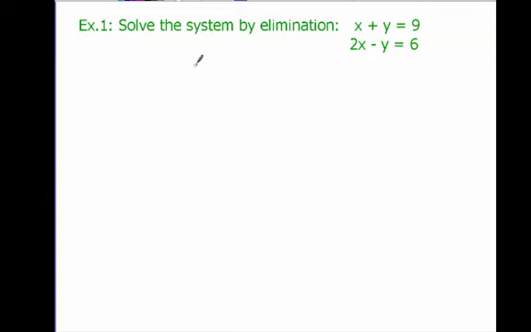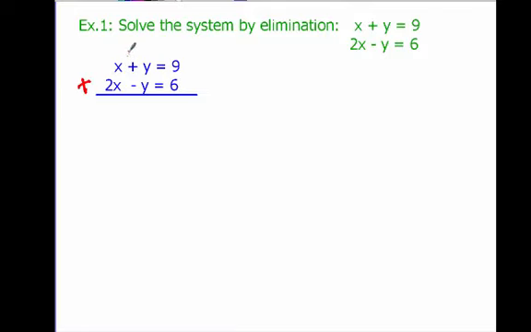Example 1 says, solve the system by elimination. We're told that x plus y equals 9 and 2x minus y equals 6. Well, if we look here, our first step is to decide which variable do I want to eliminate? Which one do I want to get rid of? Well, positive 1y and negative 1y, I know if I add these two equations together, positive y minus y will get me 0, they'll cancel out. So I want to get rid of y. Now like I said, they have different signs, which means I have a positive and a negative. What I want to do is add them together.